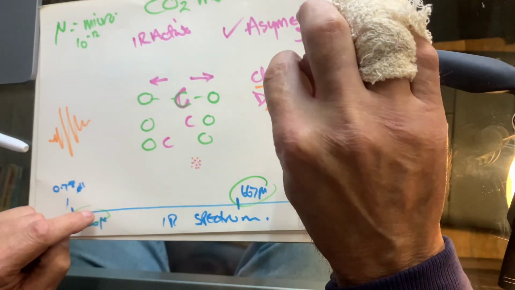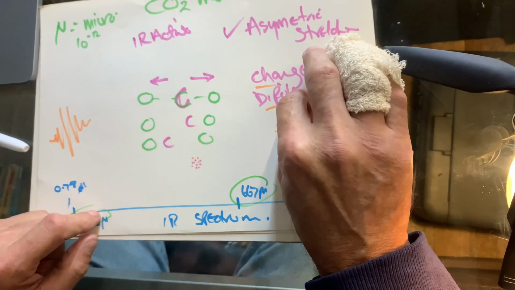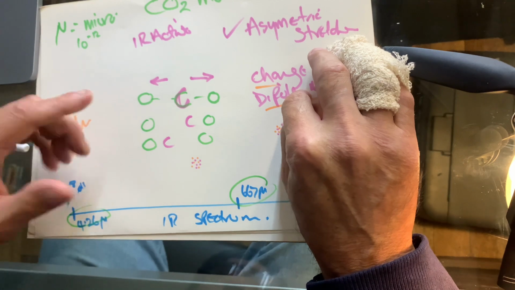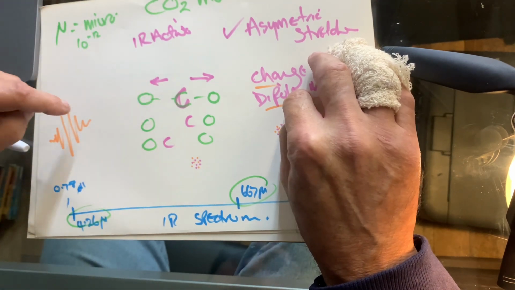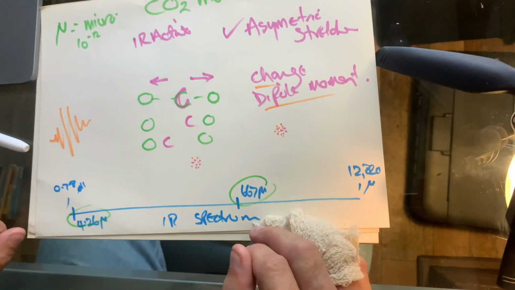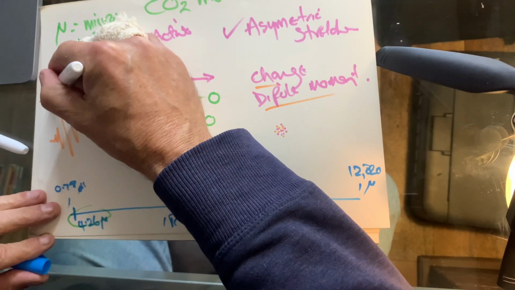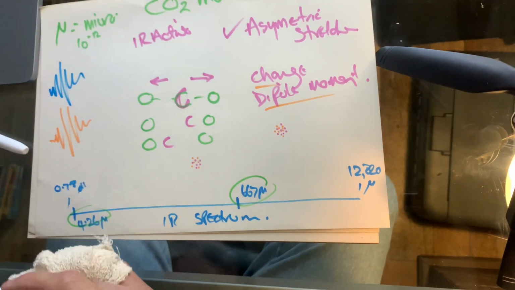Therefore, you're not changing the dipole moment. And it's the changing of the dipole moment which is what this does. If it doesn't change the dipole moment, the molecule is not responsive to infrared photons. Okay, now, let's say, for example, over here, we've got another infrared photon.